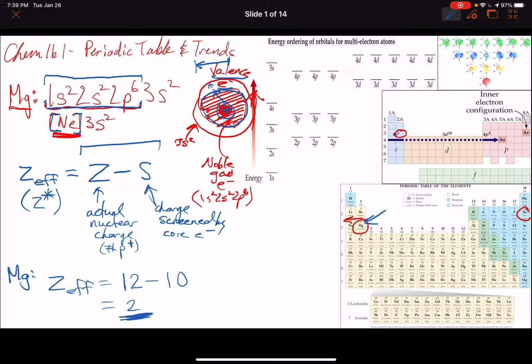Okay, so if the Zeff was very large, we would expect the valence electrons to be drawn in towards the nucleus, and if the Zeff was modest or low, then this valence electron orbital would not be attracted to that nucleus as much. We use this trick to help us rationalize a periodic trend for atomic size. Okay?